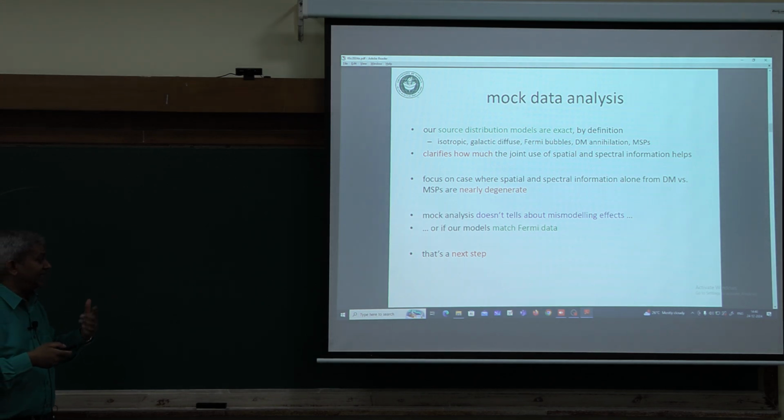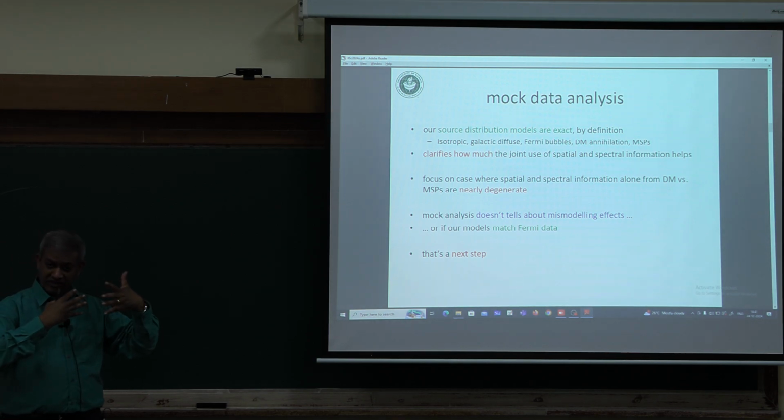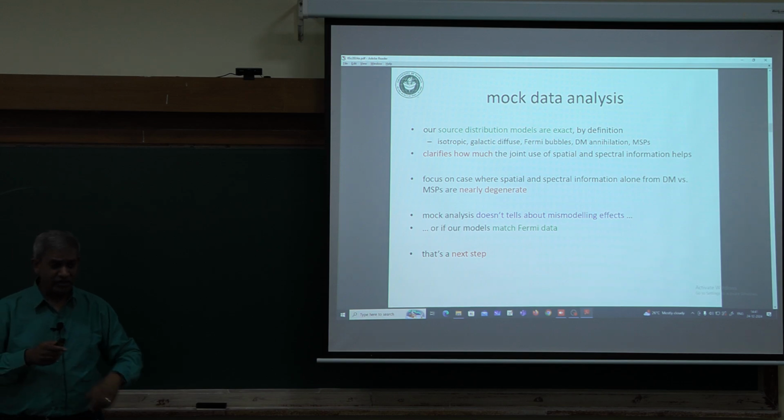Of course, the downside is the mock data analysis doesn't tell you anything about the mismodeling effects, to what extent that is going to cloud your ability to reconstruct the true parameters. And it also doesn't tell you how well your models actually are matching the Fermi data, or which ones are better models for matching the Fermi data. So that's going to be a next step. This is a first step, which is more focused on how much you gain just in principle being able to use joint spatial and spectral information versus using others.